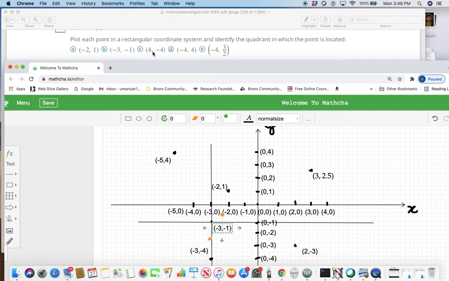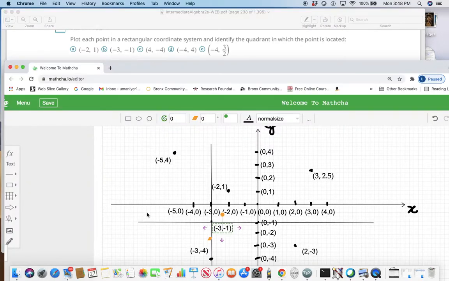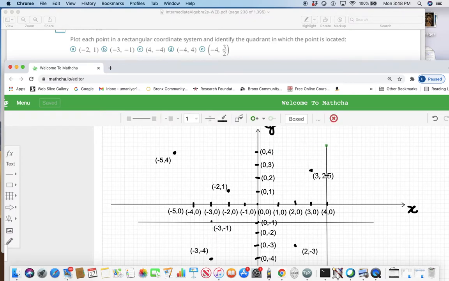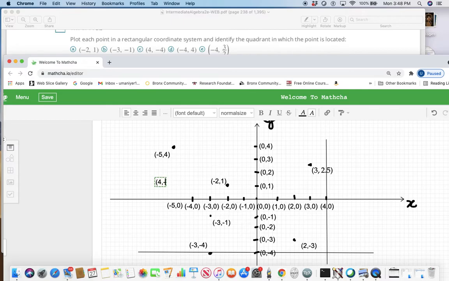4, negative 4. The x coordinate is 4. So on the x-axis, you want to be at 4 here. And on the y-axis, you want to be at negative 4. There. So this line and this line meet here. So that's your point 4, negative 4.